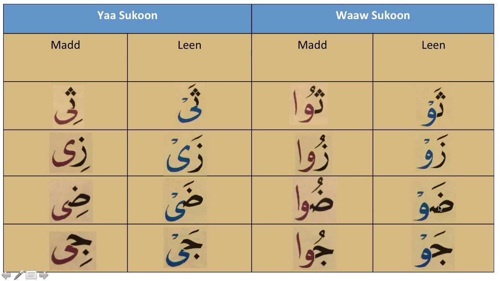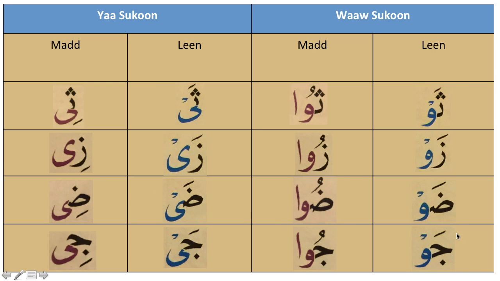So one more time. ضاد فتحة واو سكون ضو. ضاد ضمة واو سكون ضو. The first one was lean, the second one was huroof-ul-leen. ضاد فتحة يا سكون ضي. ضاد كسرة يا سكون ضي. The first one was lean, the second one was mad.